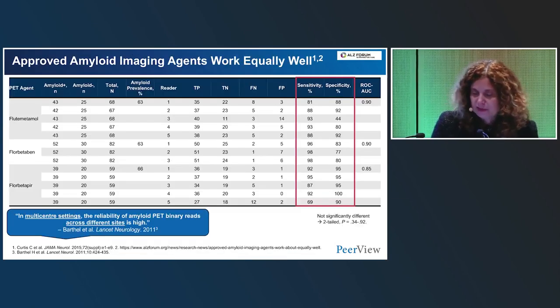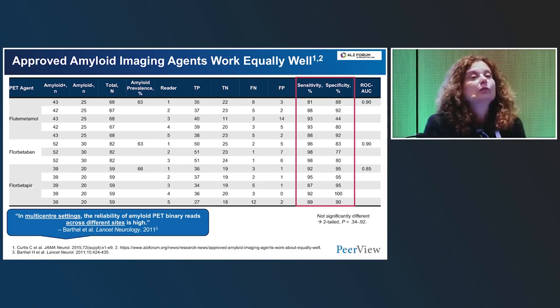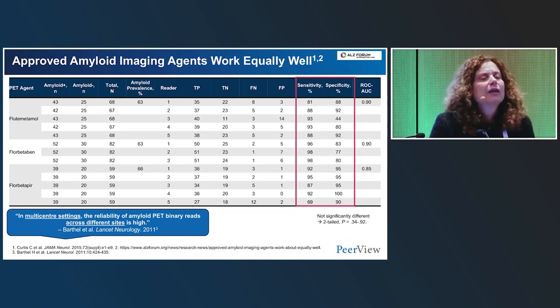We know that these tracers work equally well, although this table belongs to different patients, but it is in the supplementary material of one of the phase 3 trials. We also know that in multi-center trials, visual reading was quite consistent between central readers and local readers. Very often it's easy, sometimes easier with respect to FDG, to report this type of scan, even visually.